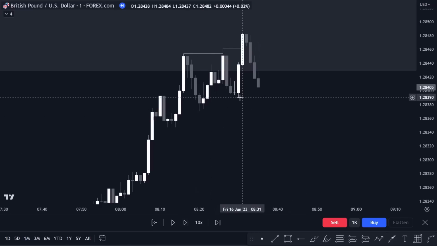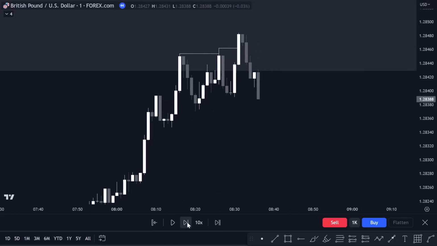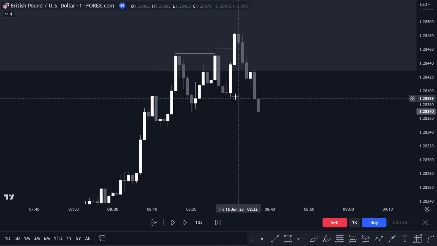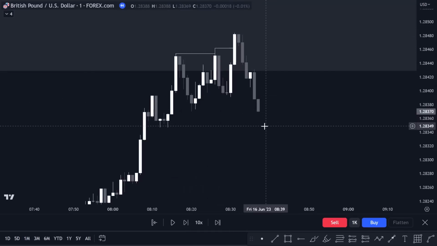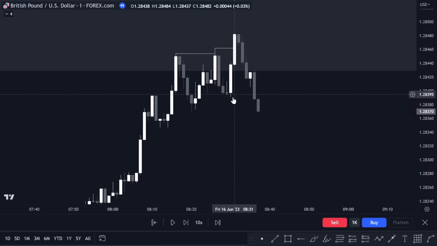Price started to go down. I'd be looking for a change of character below this level here. And I do see a change of character with kind of a displacement. This is a nice displacement with a change of character right here.